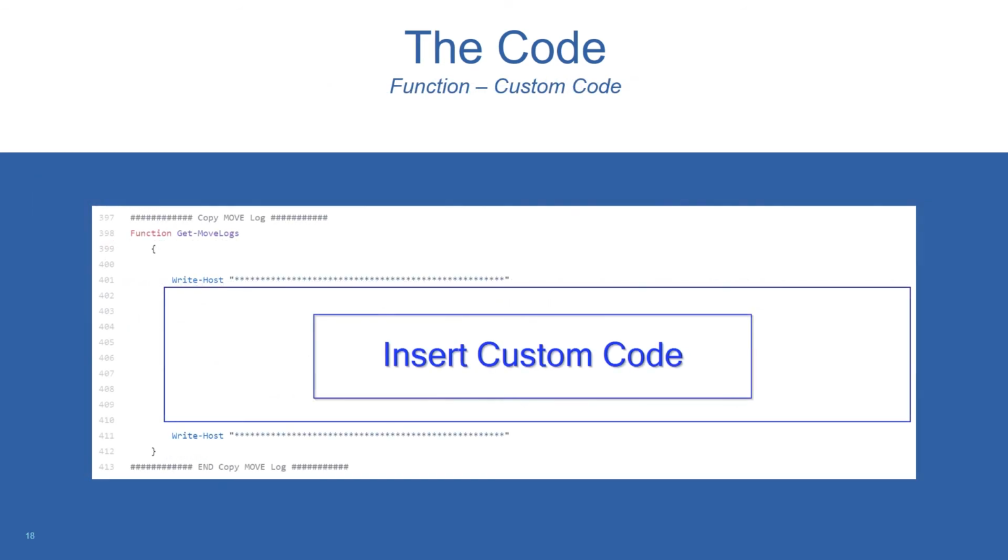Here's a way to insert the custom code. Here's what all the functions pretty much look like. We have this top part of it, where we state our function of get whatever we're trying to do, and then our brackets. Then this middle part here is where you insert the custom code.